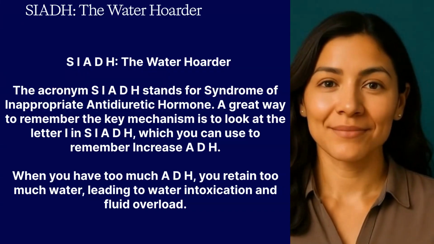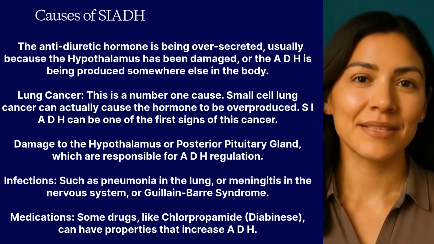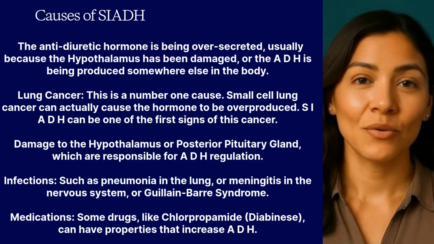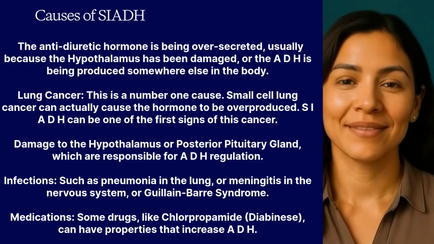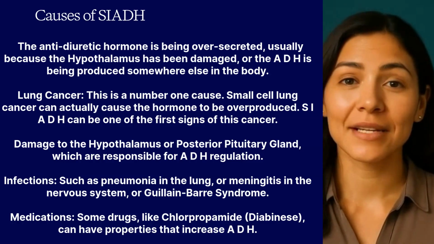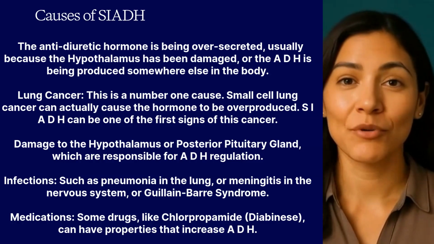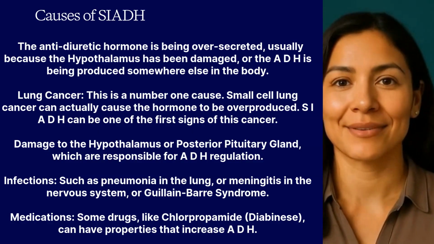Causes of SIADH. The antidiuretic hormone is being oversecreted, usually because the hypothalamus has been damaged or the ADH is being produced somewhere else in the body. Lung cancer. This is a number one cause. Small cell lung cancer can actually cause the hormone to be overproduced. SIADH can be one of the first signs of this cancer.